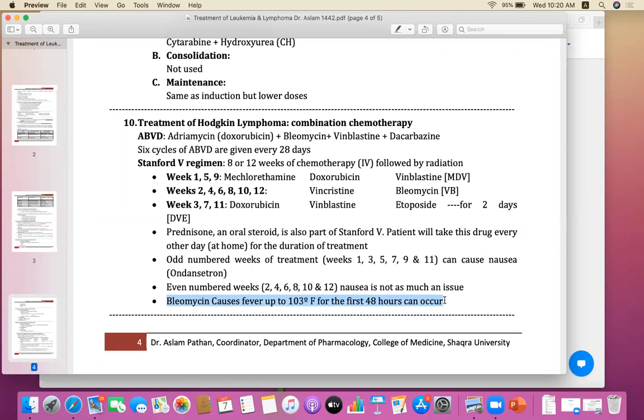So this is the Stanford V regimen. This is for your information. But in the exam, if you write ABVD, it is sufficient. ABVD is sufficient. Stanford V regimen is for your knowledge.